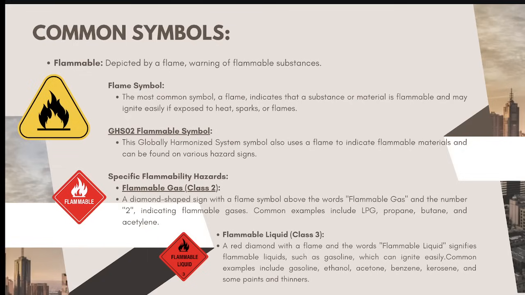Another class is Class 3, the flammable liquid. The red diamond with the flame and the words flammable liquid signifies flammable liquids which can ignite easily. Common examples include gasoline, ethanol, acetone, benzene, kerosene, and some paints and thinners.